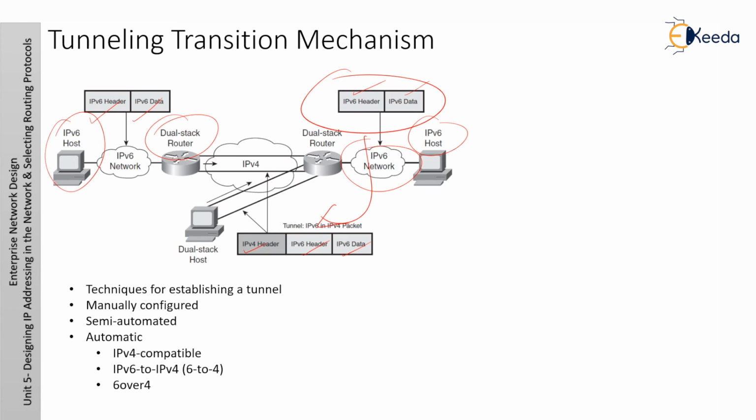By using overlay tunnels, isolated IP version 6 networks can communicate without having to upgrade the IP version 4 infrastructure between them. Both routers and hosts can use tunneling. There are different mechanisms available for establishing a tunnel. First is the manually configured tunnel. For a manually configured tunnel, the tunnel source and tunnel destination are manually configured with static IP version 4 and IP version 6 addresses. Manual tunnels can be configured between border routers or between a border router and a host.